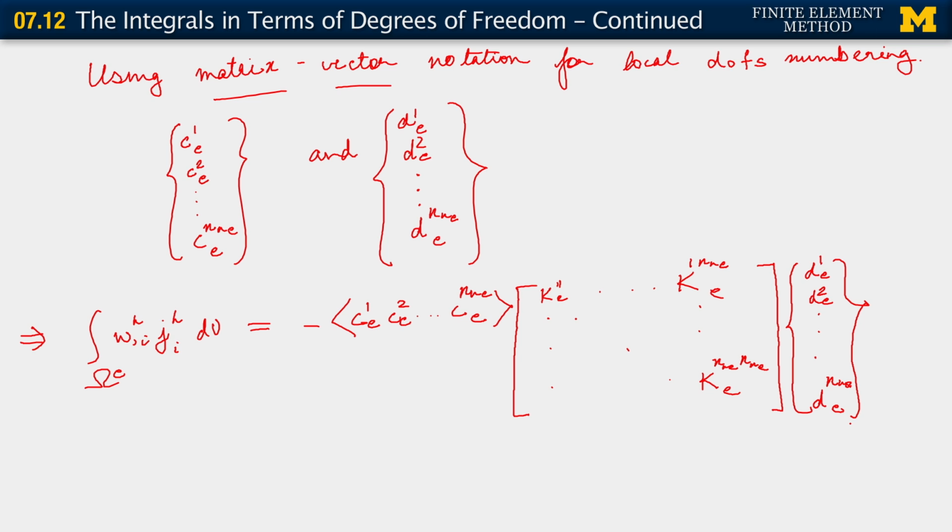Okay, right? And for even further brevity, we could write this as minus CE, right? Where CE, or CE transpose, is that row vector. This is KE, right? KE is the matrix, DE.